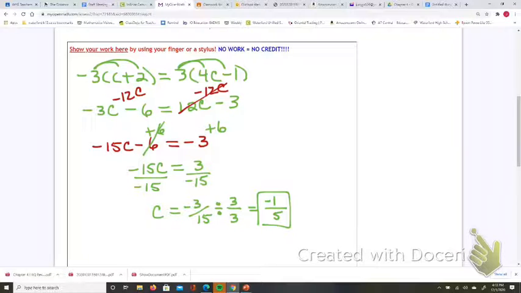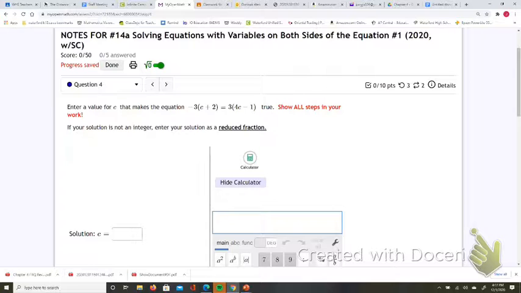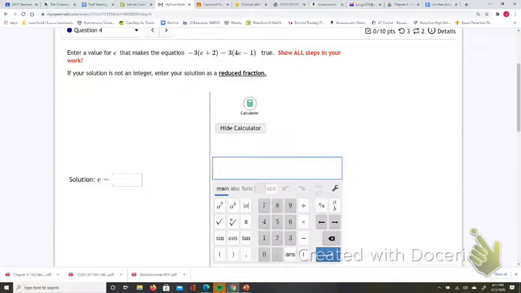Okay, now because my answer came out a fraction, I'm going to do the check in the calculator. Again, make sure you have all the work written down in My Open Math before you move on. Okay, now I'm going to go up to the calculator and click on it. So remember that we start by typing in the left side. So we type negative 3, parenthesis, and then if you look, we need our c, which was negative 1/5. So negative 1 over 5, and then it says plus 2.